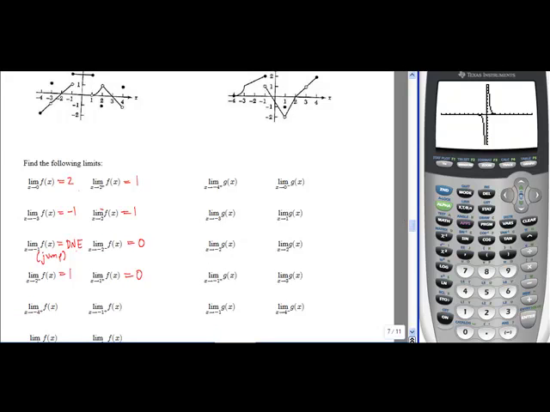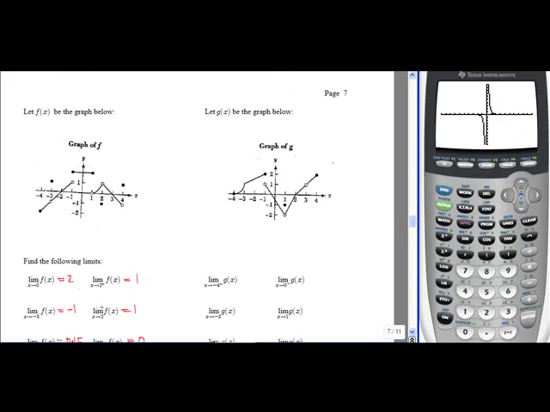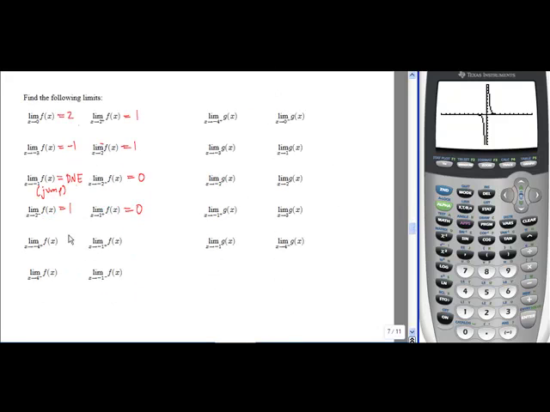Okay, now we want to look at the limit as I approach -4 from the right-hand side. So -4 from the right-hand side would be those x's, which correspond to these y's. So this car is driving down towards that black dot, which is at a height of -2. So the limit will be -2.